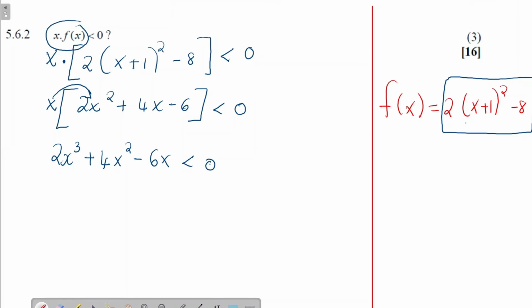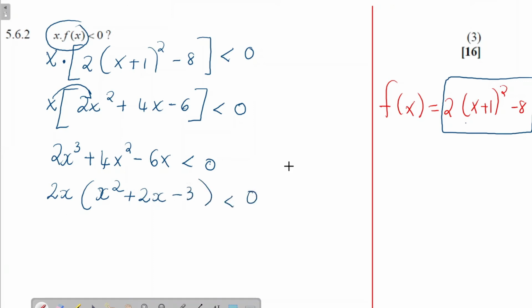So then from here, guys, what are we noticing? We see that we've got a common factor of, is it 2x? Yes, most definitely it is 2x. So we're going to take out that common factor of 2x. When you take out 2x, you're going to be left with x squared plus 2x minus 3 is less than 0.